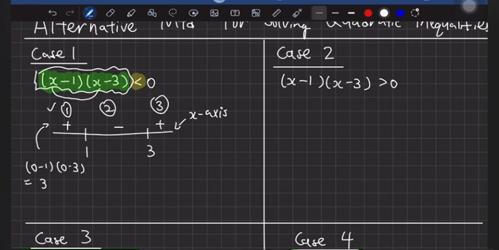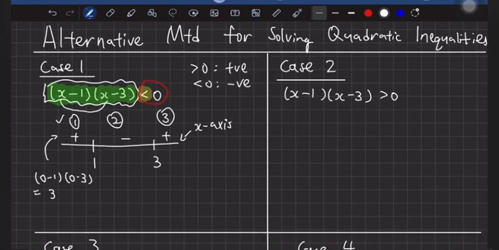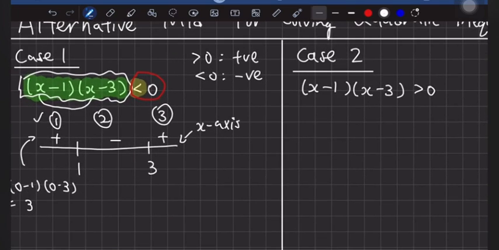And how do we know which region to select for the answer to this case 1? Now comes the important part. This portion is less than 0. You can try to memorize by heart: more than 0 is positive, less than 0 is negative. So the answer that we need for this quadratic inequality is this region.